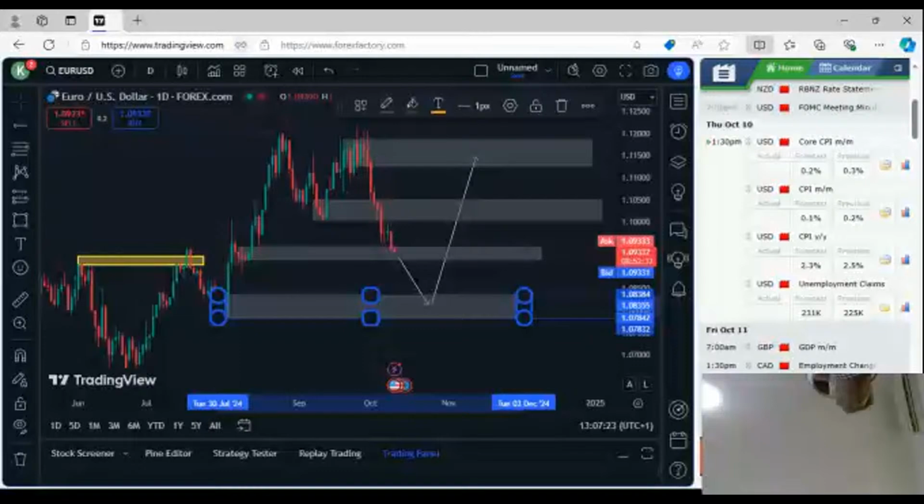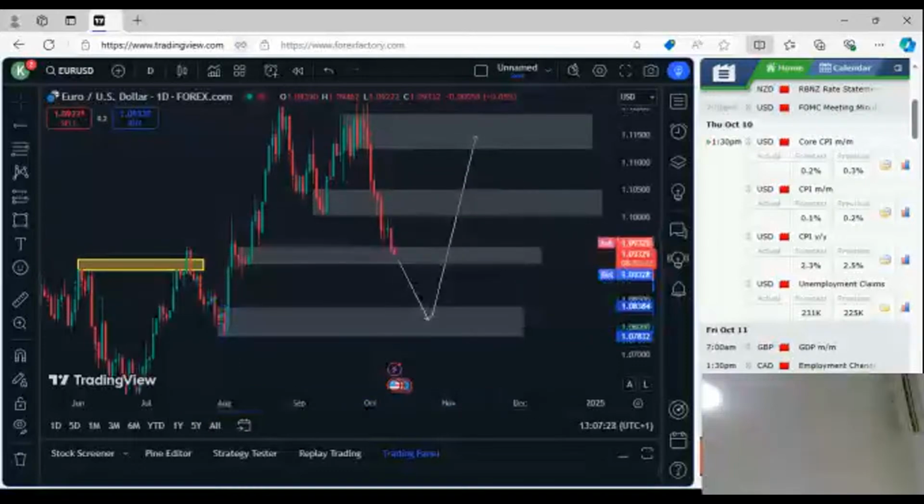So this is the daily time frame. A quick one here. So let's quickly go down to take our first buy limit trade for today. And I'm pretty sure about this one.